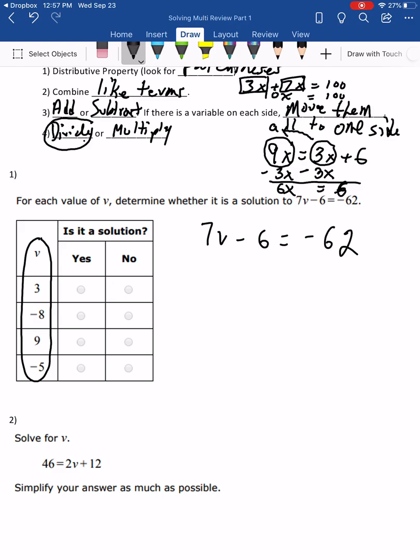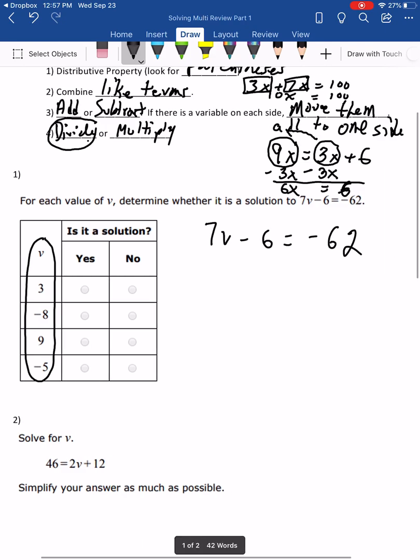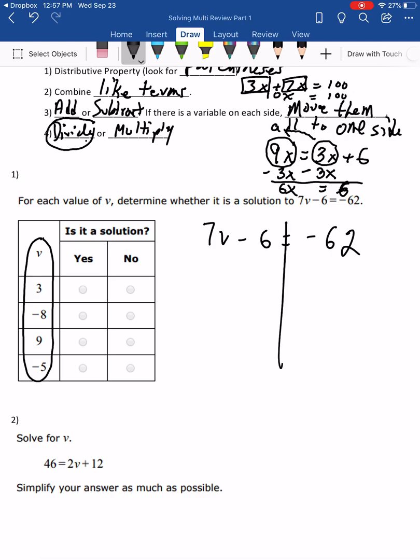So we could substitute in the 3 and see if we get a true statement, same substituting the negative 8, the 9, the negative 5. But we don't need to do that. Let's solve this equation and then see if the answer choice is on here. Okay, so applying these steps that we talked about above, and by the way, I like splitting up the equal sign to tell the left side of the equation apart from the right side.